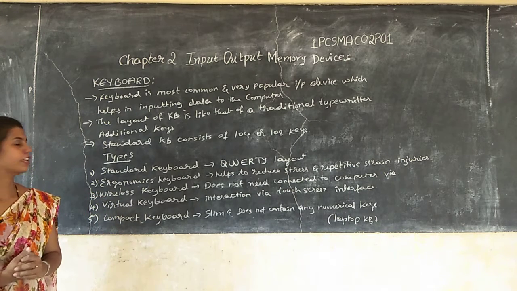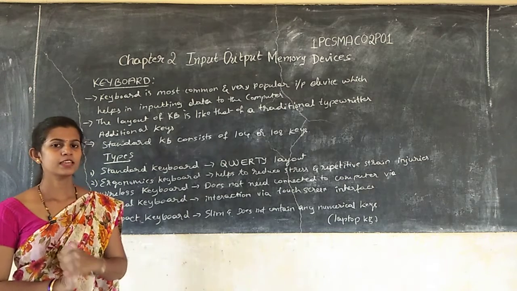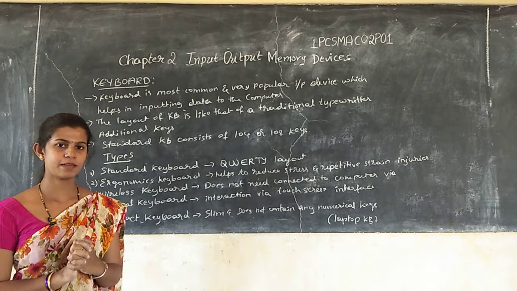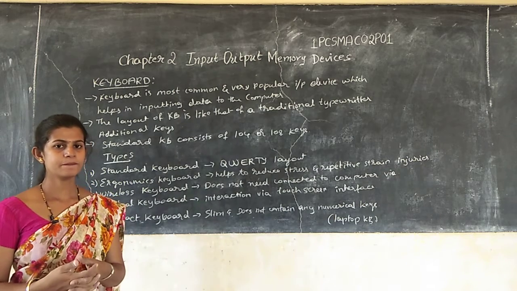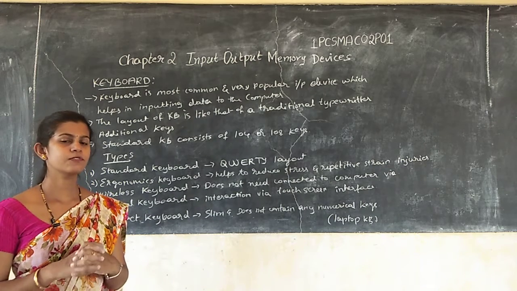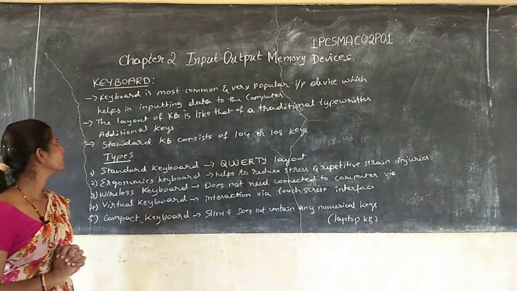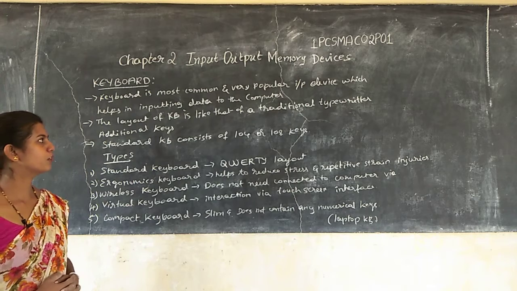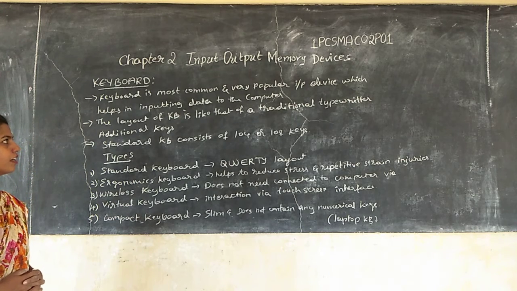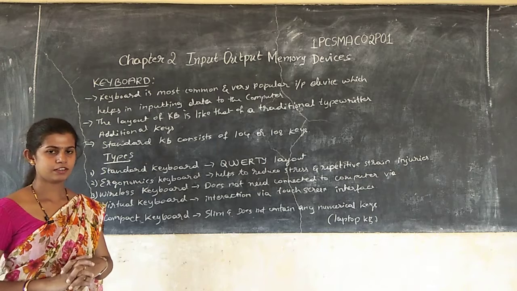First one is a keyboard. So what is keyboard? Everybody knows keyboard. Keyboard is just like an electric typewriter. We are using keyboard to enter the data. Without the keyboard we cannot enter the data to the computer. Keyboard is the most common and very popular input device which helps in inputting data to the computer. It is a primary input device.